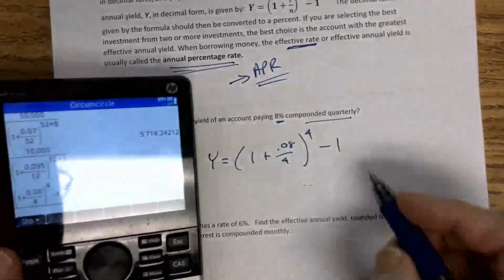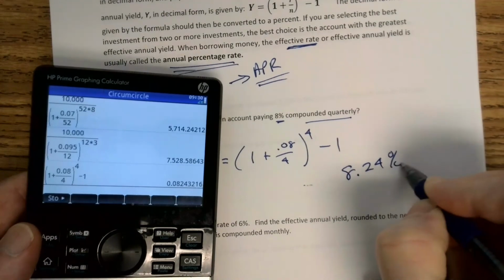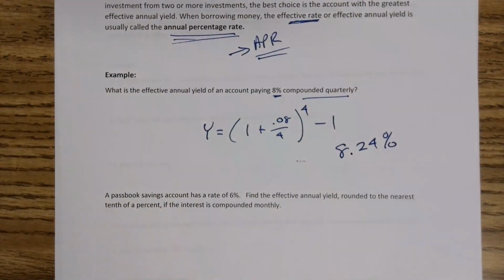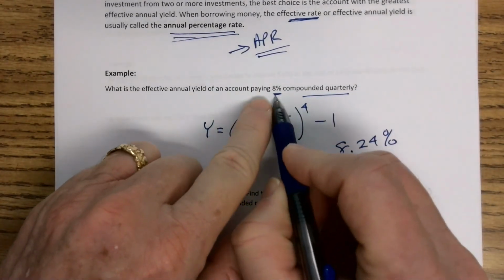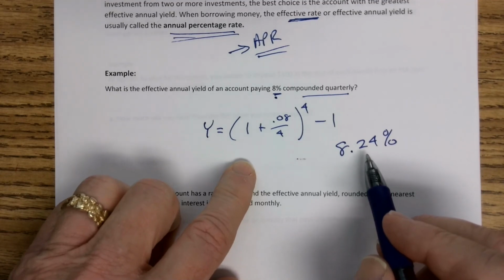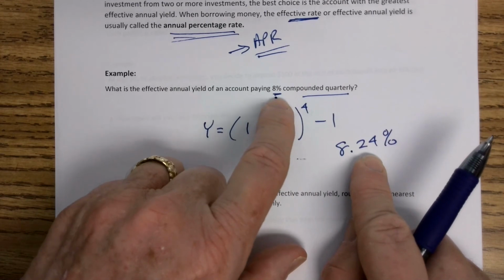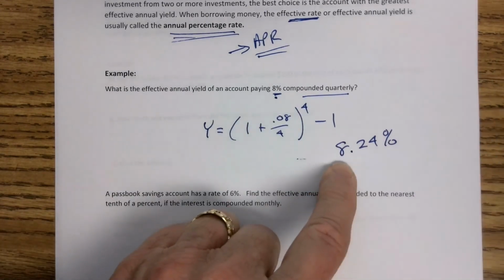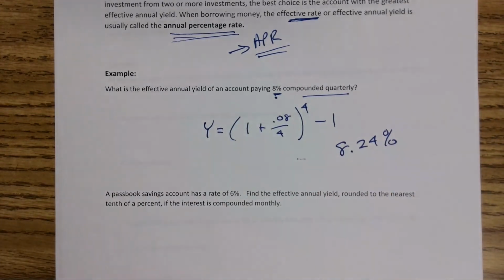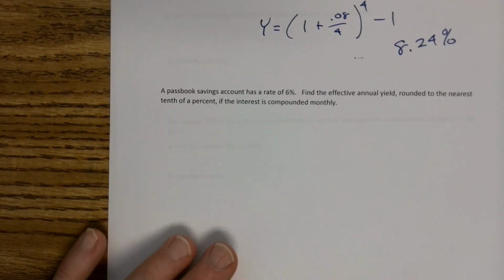So, ready? This comes out to be 8.24%. And this is what bugs you: you just got a car loan at 8%, but the APR is 8.24%. They're not ripping you off. They're trying to say that what you got is equivalent. It's kind of a standard of 8.24. It's the same as if you got 8.24.